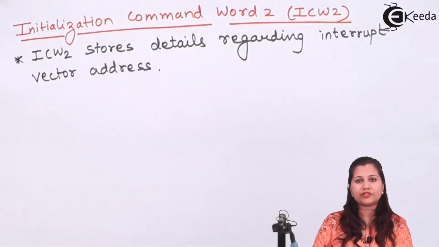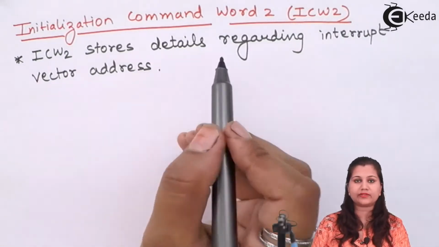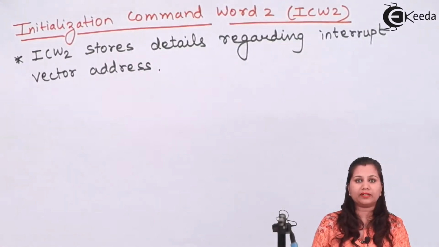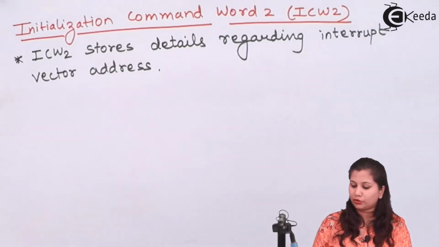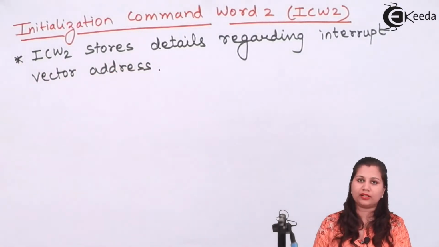So this second initialization command word, ICW2, stores the details regarding the interrupt vector address. Means the address where the service routine, that is the interrupt service routine (ISR), is written. So that address will be provided by the second initialization command word.